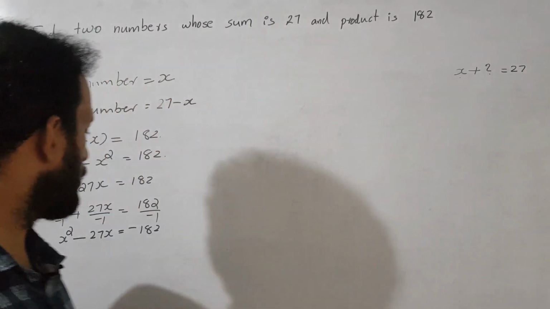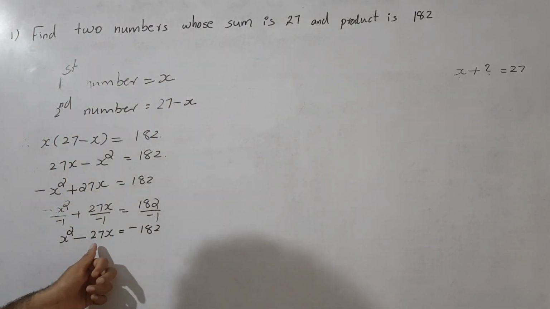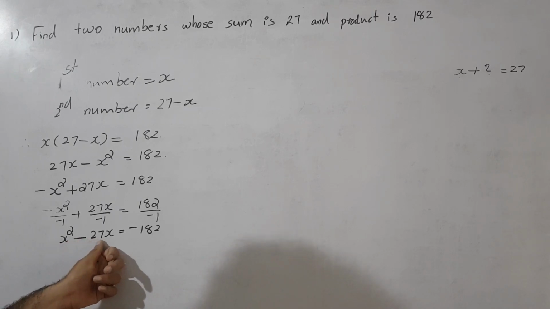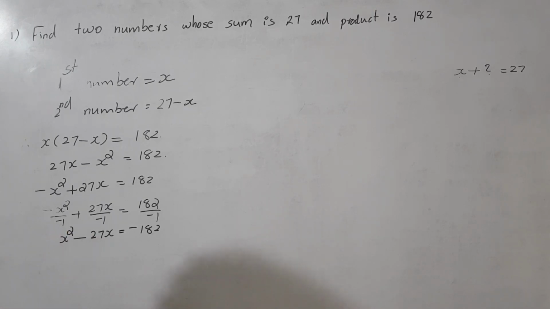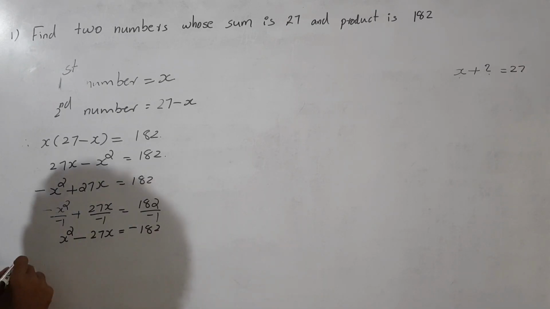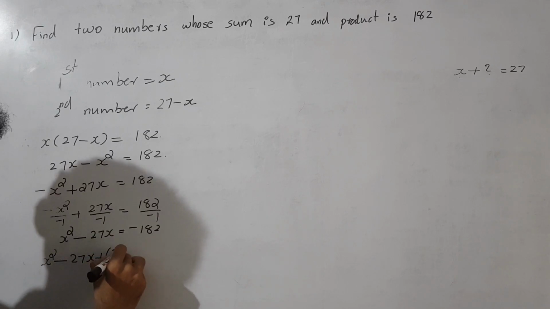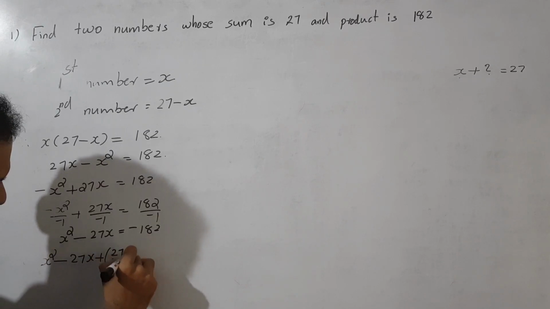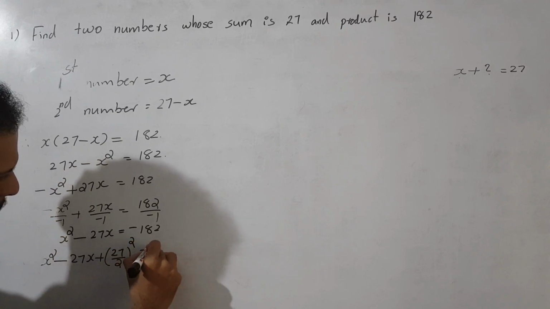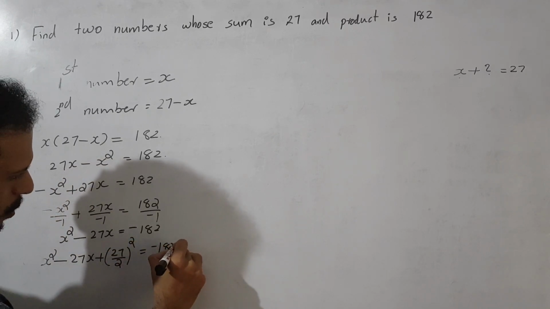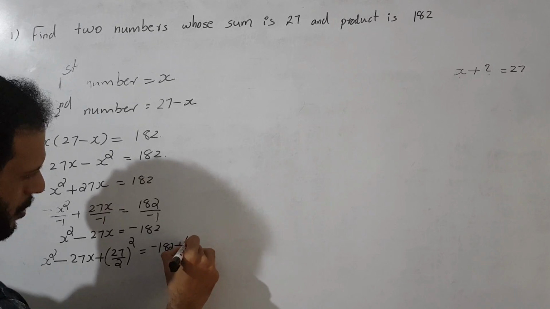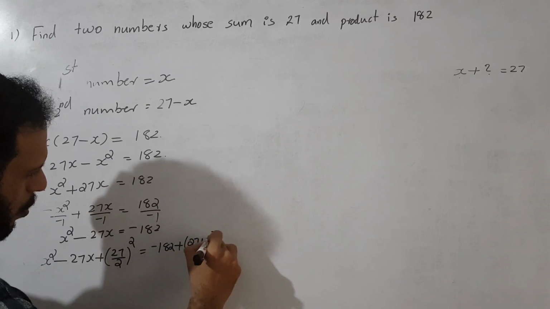Then what is the coefficient of x here? That one is 27. No need to take the sign, the number is enough, 27. Okay, 27. So we add it to both sides. Therefore x square minus 27x plus 27 by 2, the half of 27, square, equals minus 182 plus 27 by 2 whole square.